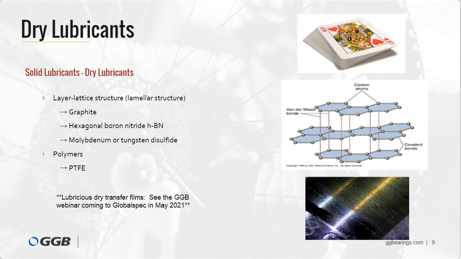As we said, graphite's a good one. Hexagonal boron nitride, moly sulfide or tungsten sulfide, and PTFE, which does not have this structure, but it's inherently lubricious, can also act in that way. Now, I said I'm not going to talk about transfer films. One or two small comments as we go forward. But we have another webinar being given by GGB coming up in May, which is specifically on that topic. So feel free to come back and check that out.